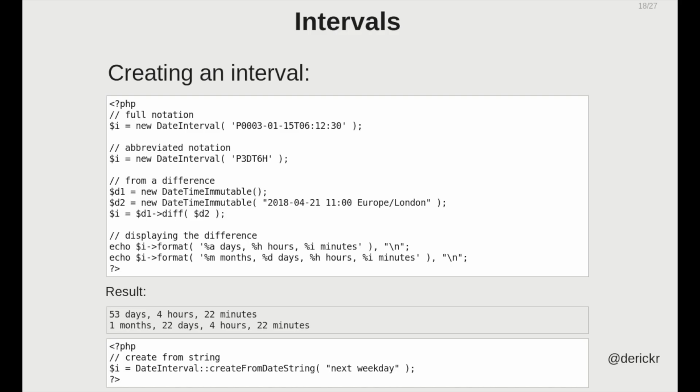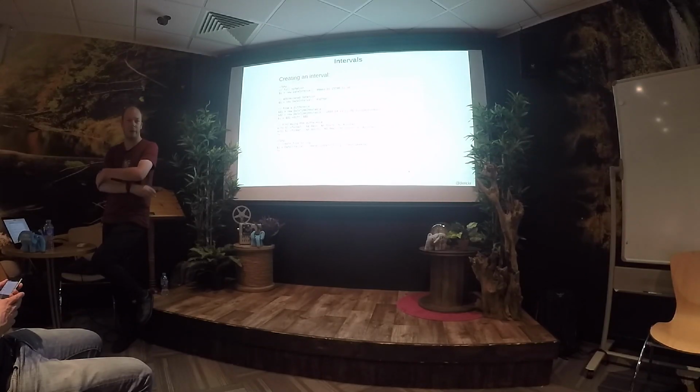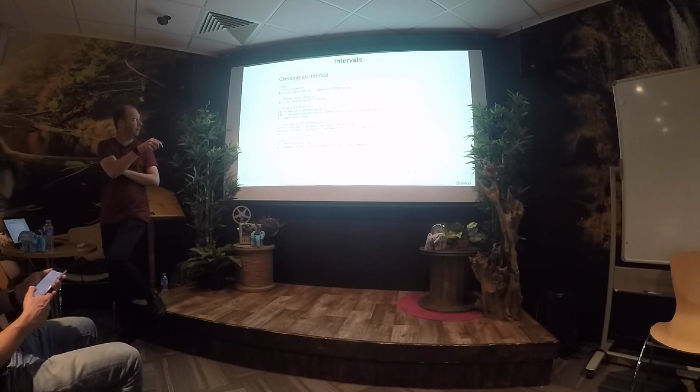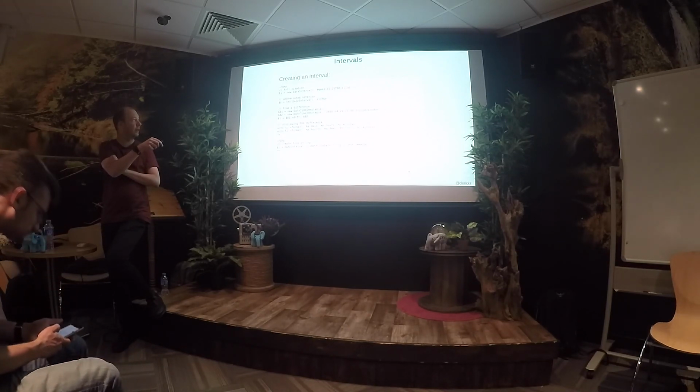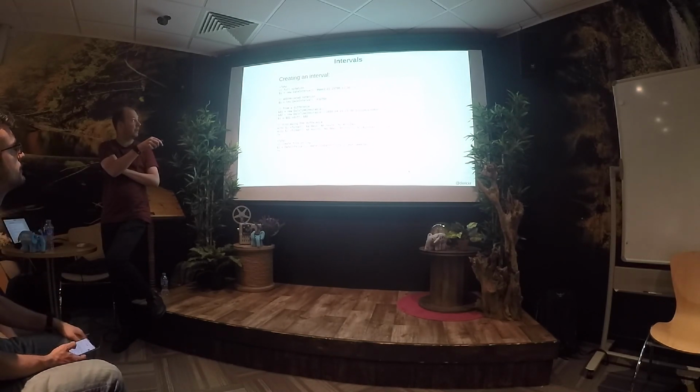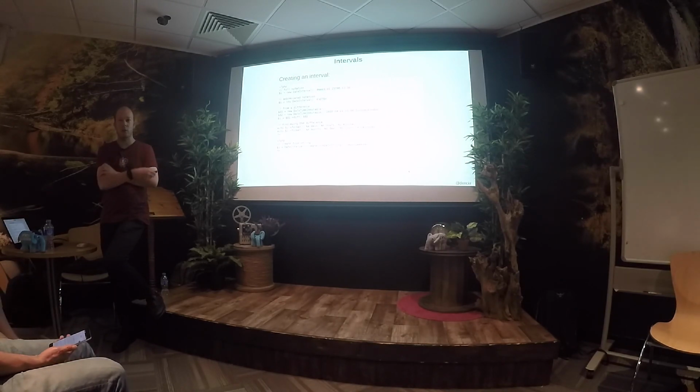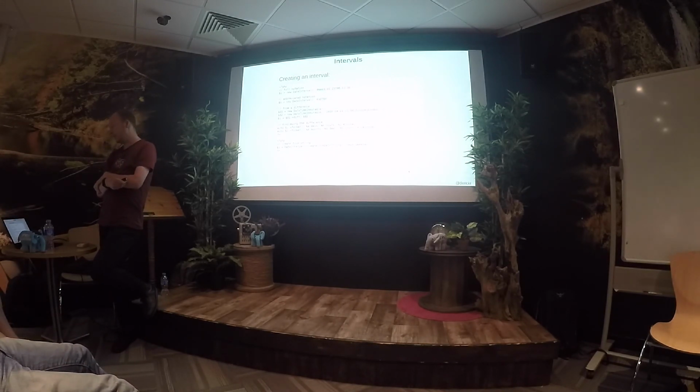All right, so a few more things. There are intervals that PHP supports, and a date interval is basically the difference between two dates. You can create them in multiple different ways. You can do it with this really annoying, complicated ISO standard thing, or the abbreviated notation where you create an interval that says the period is 3 days, and then you have 6 hours for the time. The T needs to be there because it uses an M for both months and minutes.